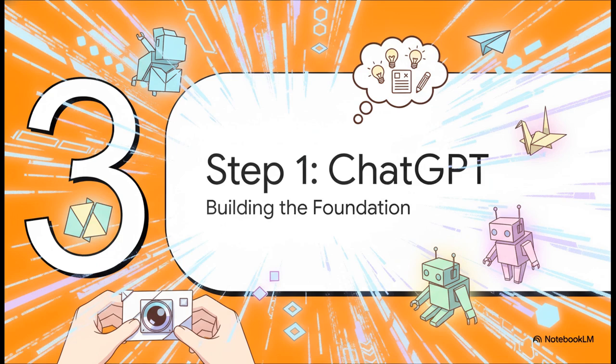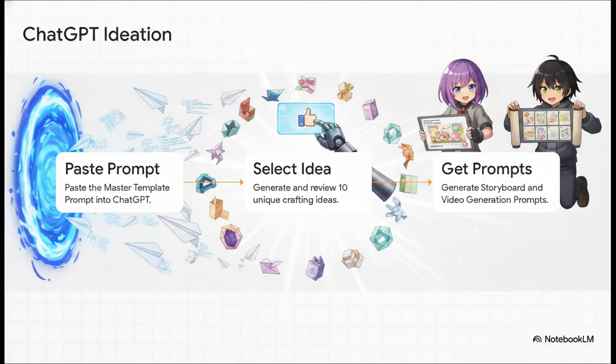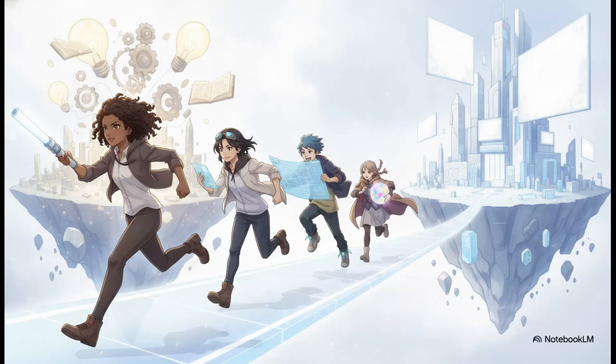Step 1, ChatGPT ideation. Building the foundation. The real magic trick here is the sheer efficiency. First, you just paste your complete master template prompt right into ChatGPT. Instantly, it spits out 10 unique paper crafting ideas. Let's say you like idea number 5. You grab that, paste it back in, and here is where it gets brilliant. You don't just get one output. You simultaneously generate a hyper-specific storyboard image prompt and a step-by-step video generation prompt. One simple choice gives you the 2 exact operational commands you need. So with those 2 crucial prompts successfully created and copied to our clipboard, we're exporting to Gemini. We just grab that first baton and sprint over to our next software platform.